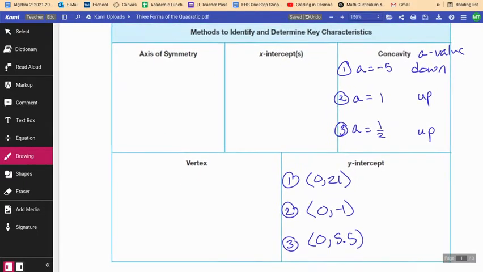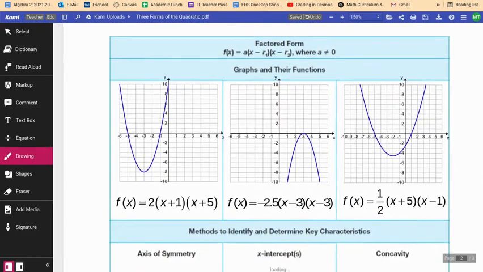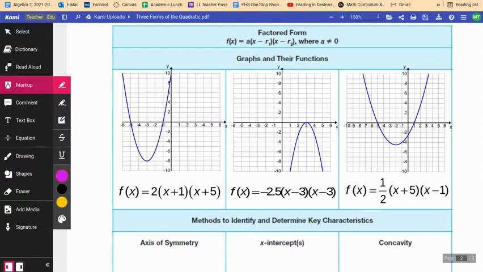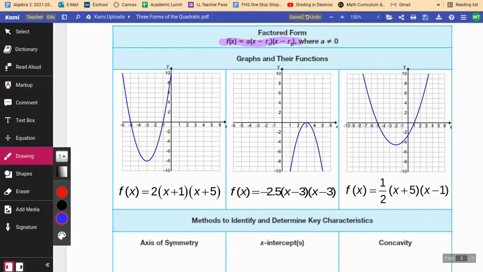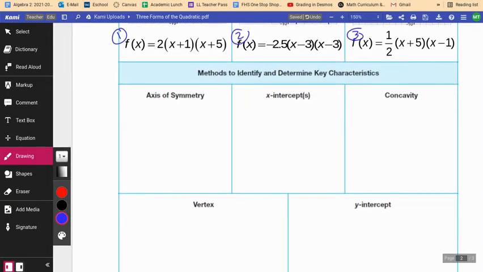Now, moving on to our next form, factored form. Okay, factored form, again, looks like this. Okay, it's just like we were to factor something, right? We have roots or x-intercepts and whatnot. Again, I'm going to label these 1, 2, and 3. And again, for right now, we're going to imagine like we don't have the graphs.